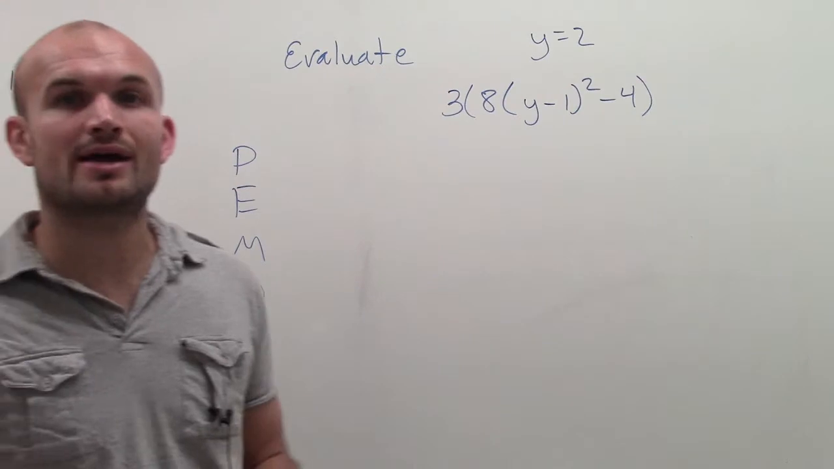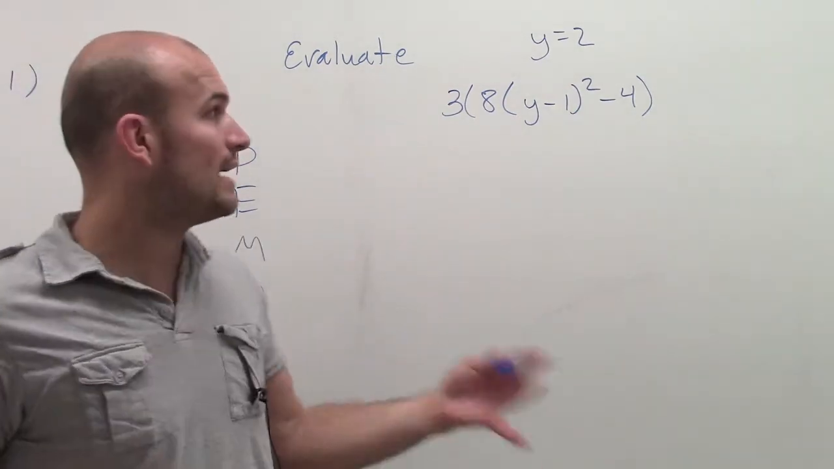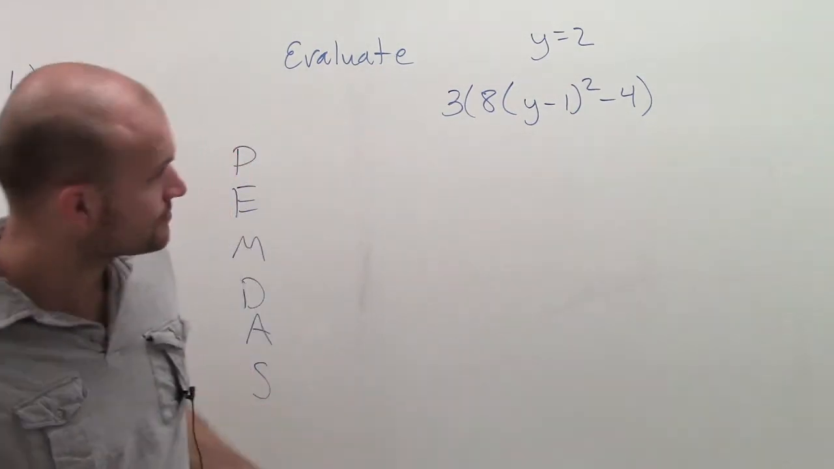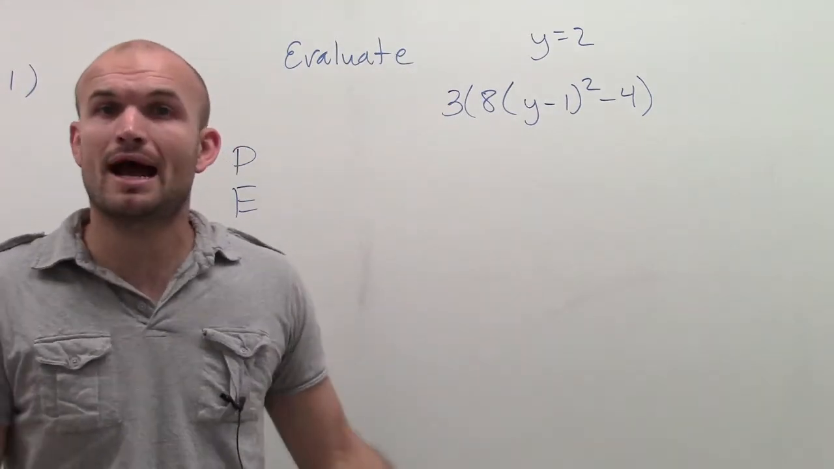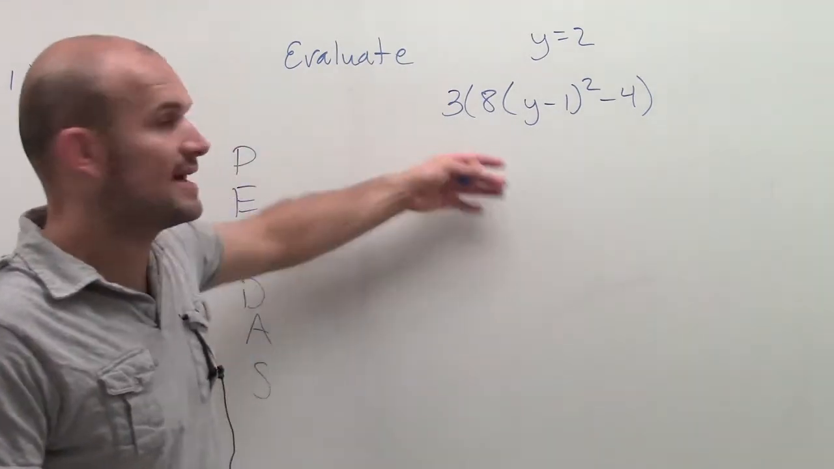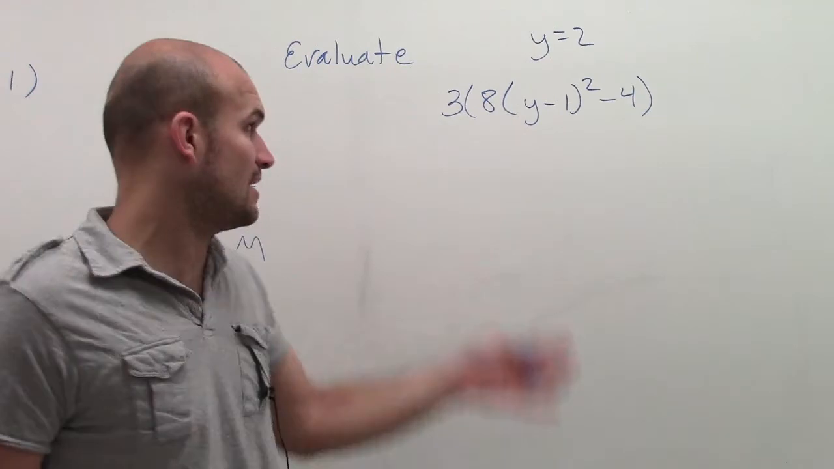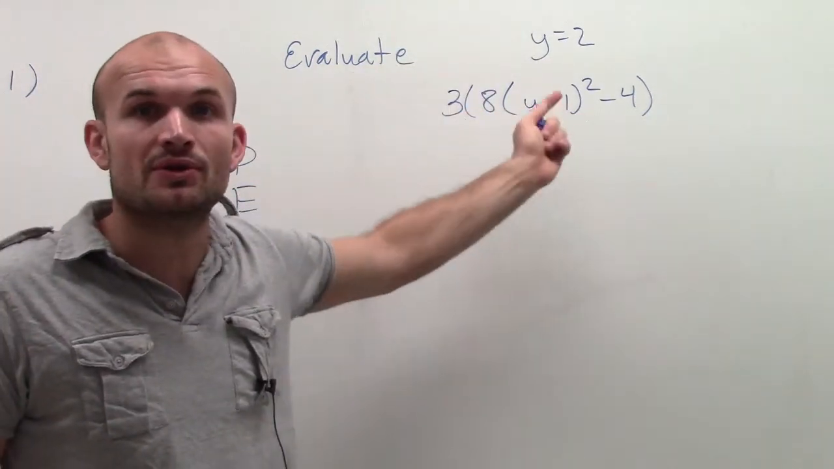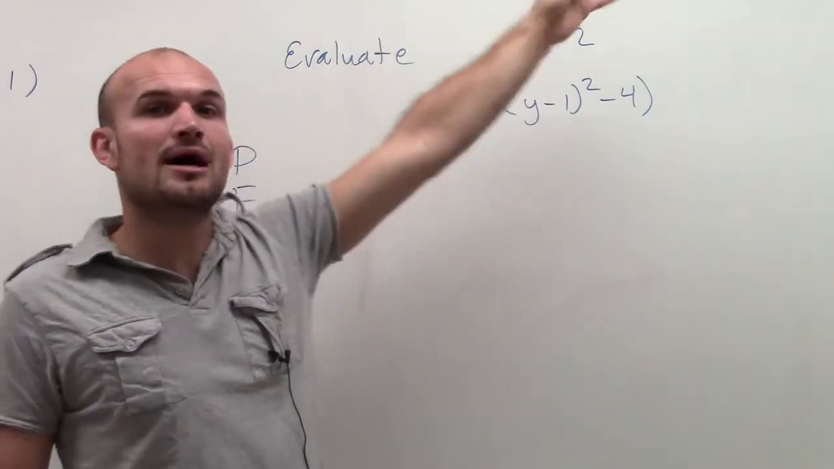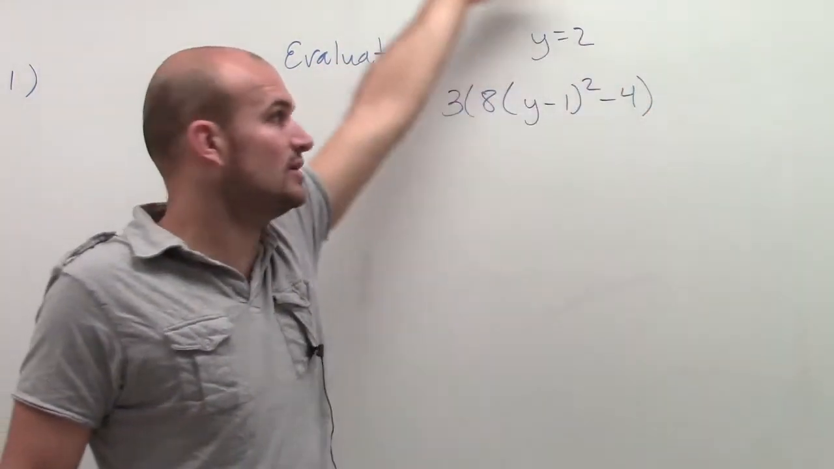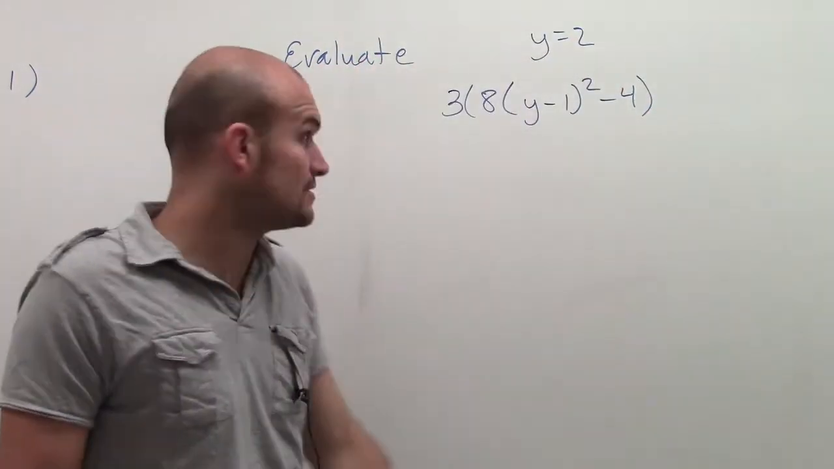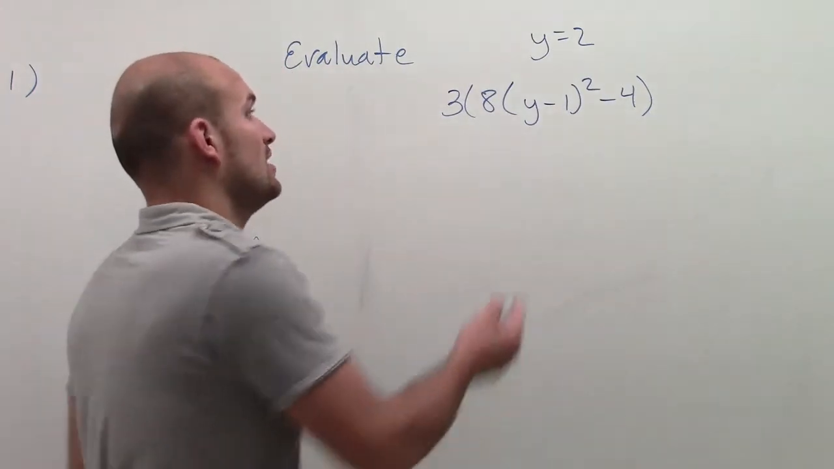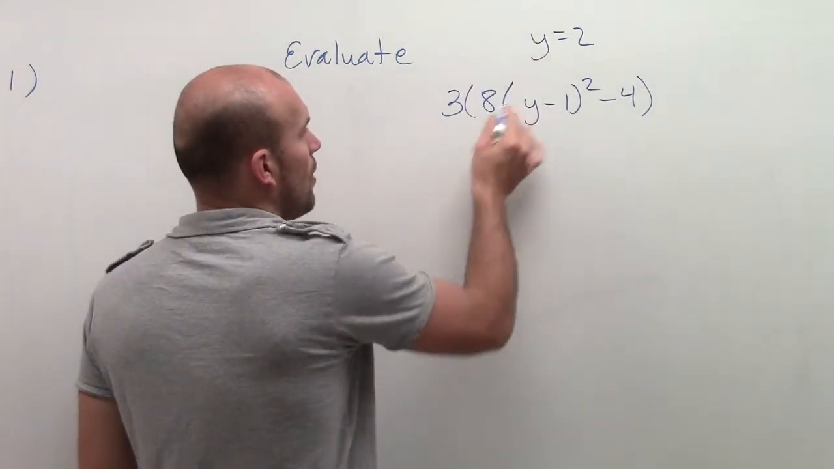So PEMDAS is our way for order of operations. It's telling us what operation to do first. Well, before we even get into what operation to do first, we need to understand what I even do first, right? I can't do any operations because I have this variable in here that I don't know the value to. Well, the problem says evaluate this expression when y equals -2. So the first thing I'm going to do is plug in -2 for y.